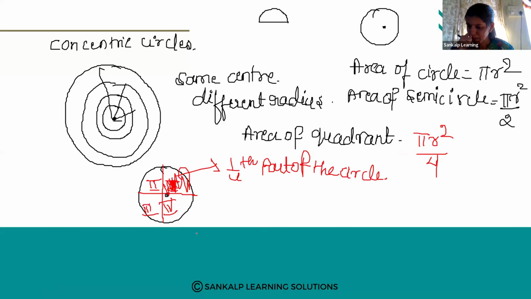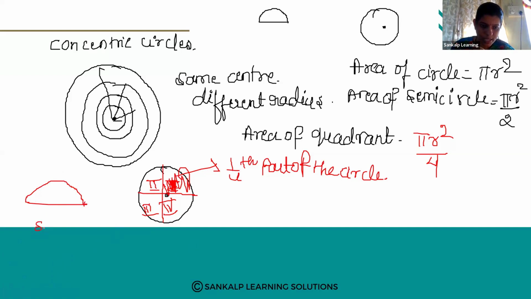So next comes the semicircular protector perimeter. Protector means it is the perimeter only. See, this is a semicircle. So for a semicircular protector, that is the semicircle's circumference, the boundary length, what will it be?